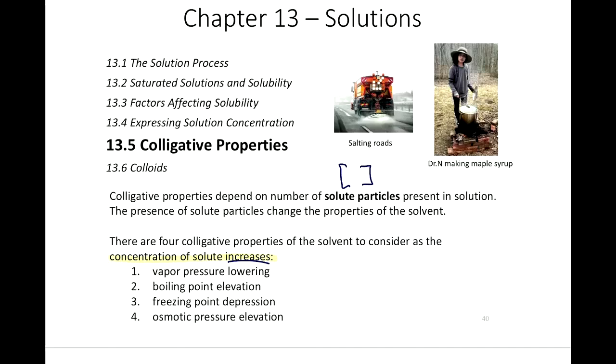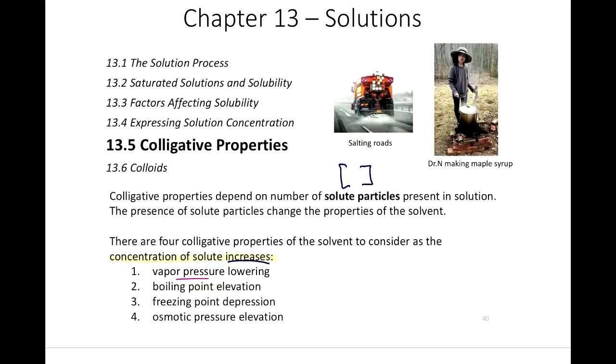These properties that we're going to study depend on the number of solute particles dissolved in solution. The more solute that's present in solution, the more these things happen. As you increase the concentration of solute, the vapor pressure of your solution, of your solvent, lowers. When you dissolve more junk in water, your boiling point elevates. As you dissolve more junk in water, your freezing point depresses, meaning the freezing point of the solution goes down.